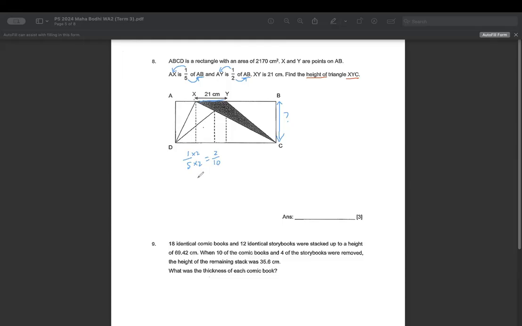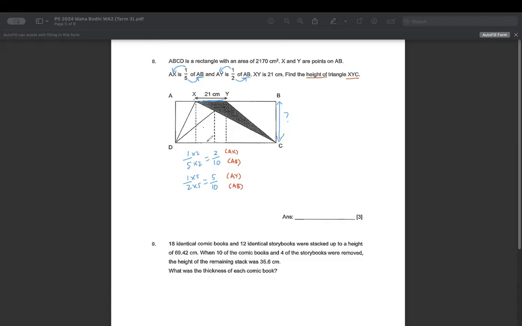And then for 1 out of 2, to make the denominator 10, I have to times 5, which will give me 5 out of 10. So now you see both are 10. Let me change to another color to write down the lengths that it represents. The 2 here is for AX, and this one is for AB. The 5 is for AY, and this is for AB.